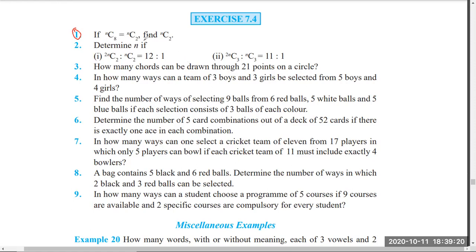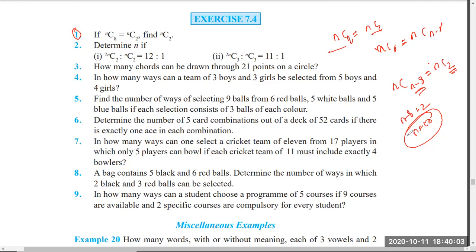So if nC8 is nC2, what is nC2? I said nC8 is equal to nC2. So I can say nCr is equal to nC(n minus r), right? If you use the same thing here, nC(n minus 8) is equal to nC2, right? If you equate these two things, because both are equal, then these should also be equal. So n minus 8 is equal to 2. So you will get n is equal to 10.